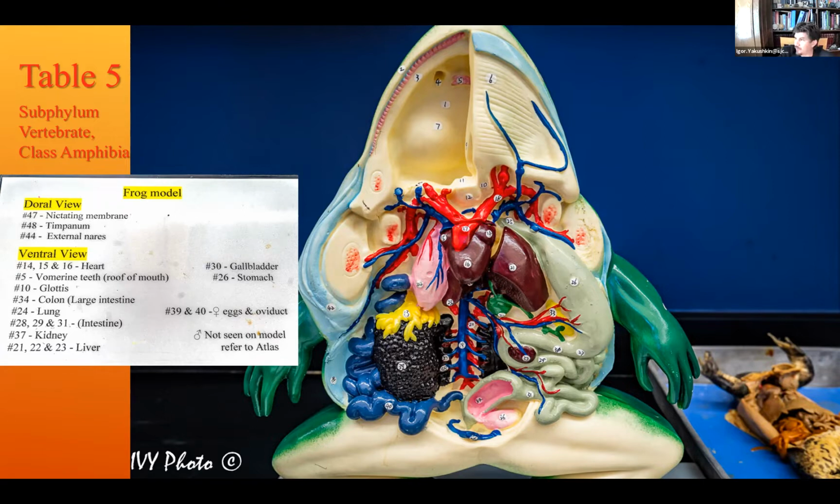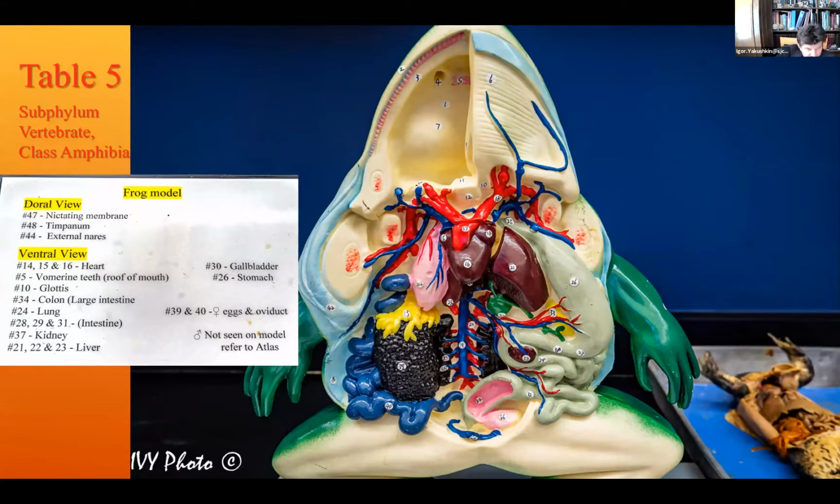Anyway, so gallbladder will be a greenish structure right here. Liver, of course, all of that kind of dark part, that's the liver. The kidney should be somewhere here. That yellow stuff is the fat. Don't have to worry about the oviduct. If you see eggs, you can see them.